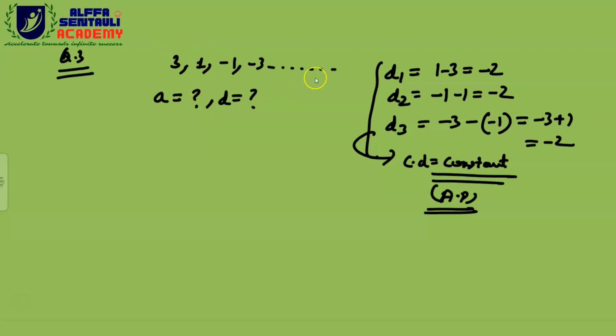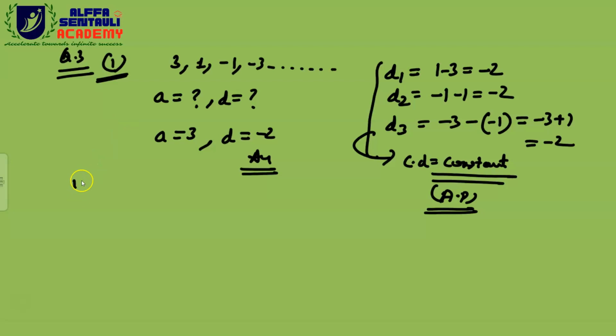If this series is in AP, then you can easily tell the first term. First term is A, and first term is 3. Correct? And the common difference we have already calculated. It is a constant, that is -2. So this will be your answer. This is the first part.